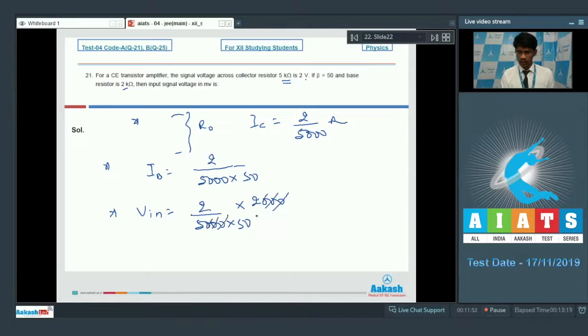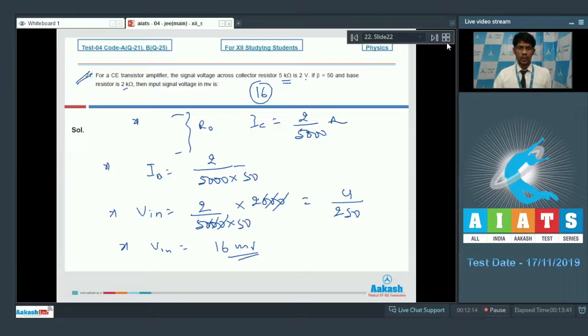This will cancel out, and here we are having 4 divided by 250, or I would say Vin is equal to 16 millivolt. That's the answer. That means for question number 21, 16 is the correct answer. Now let's proceed to question number 22.